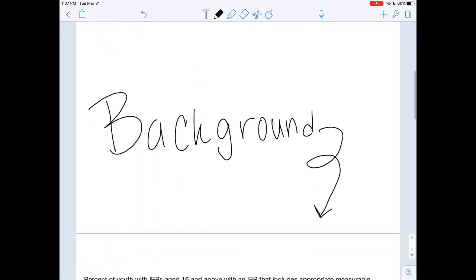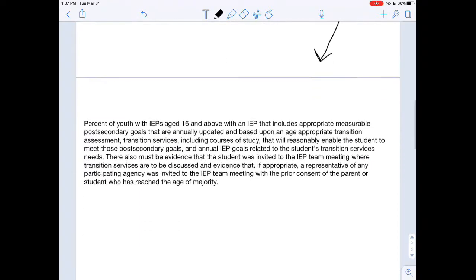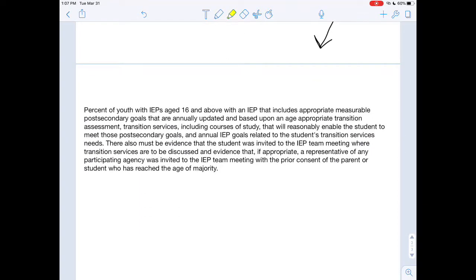So to begin, we're going to start with some background. Indicator 13 is the percent of youths with IEPs age 16 and above with an IEP that includes appropriate, measurable post-secondary goals that are annually updated and based upon an age-appropriate transition assessment. Transition services, including course of study that will reasonably enable the student to meet those post-secondary goals, and annual IEP goals related to the student's transition services needs.